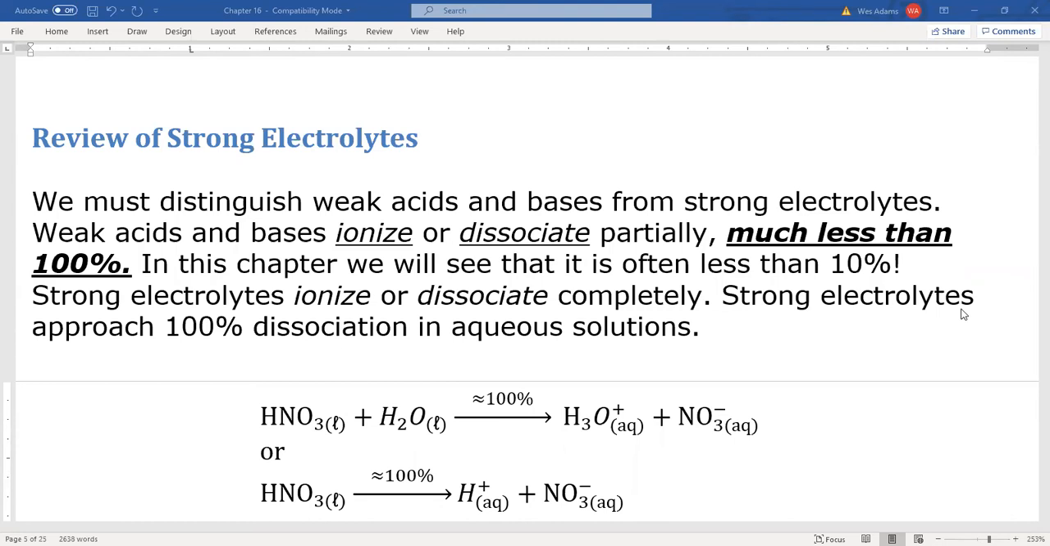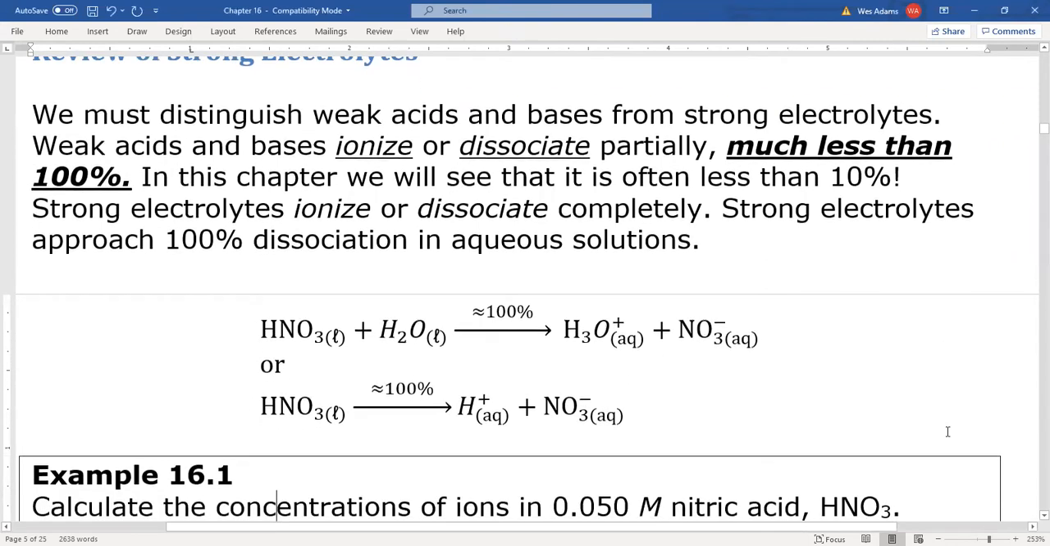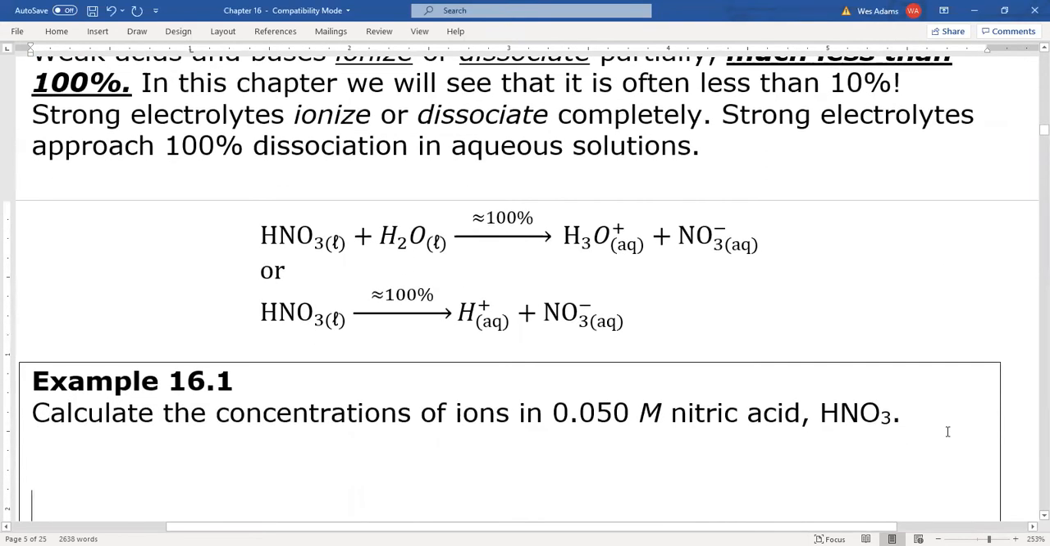So if we look at our friend nitric acid, it's reacting with water, 100% ionization to produce H3O+ and NO3-. Some people will omit the water and say HNO3 is 100% dissociating to H+ and NO3-. So if we look at some of this, what does that complete ionization give you in terms of an acid? We want to calculate the concentrations of all the ions in 0.050 molar nitric acid, HNO3.